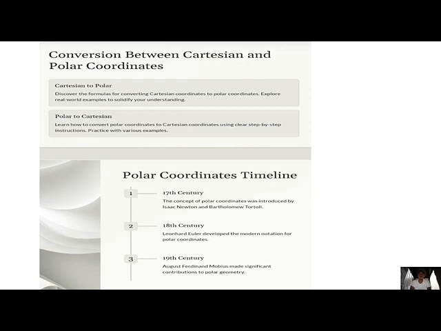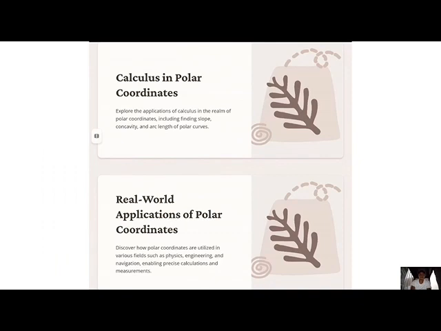Polar coordinate history. 17th century: the concept of polar coordinates was introduced by Isaac Newton and Bartholomew. 18th century: Leonhard Euler developed the modern notation for polar coordinates. 19th century: August Möbius made significant contributions to polar geometry. Calculus in polar coordinates. Explore the applications of calculus in the realm of polar coordinates, including finding slope, concavity, and arc length of polar curves.